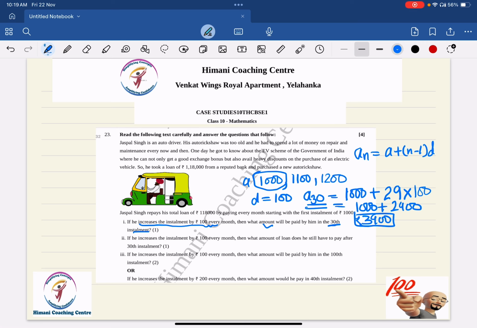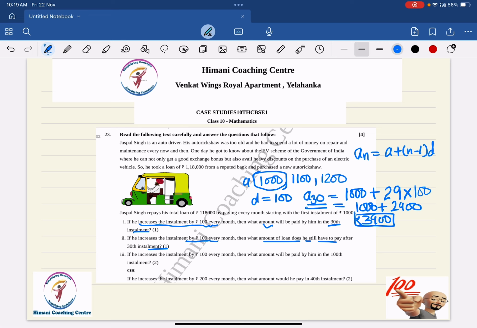Now, let us look at question number two. Again, this condition is same. He is increasing the installment by 100 rupees every month. Then what amount of loan does he still have to pay after the 30th installment? Now think, he is repaying his loan. So every month whenever he is repaying, his loan amount will get reduced by whatever he has paid.